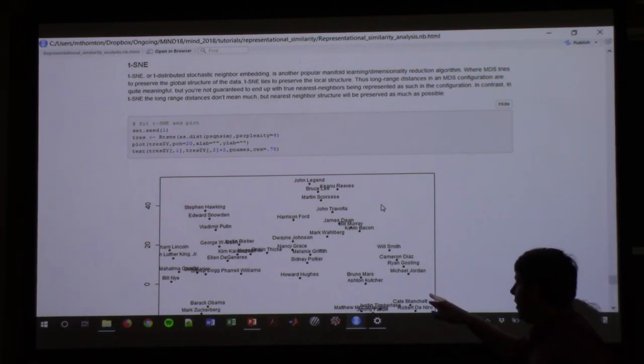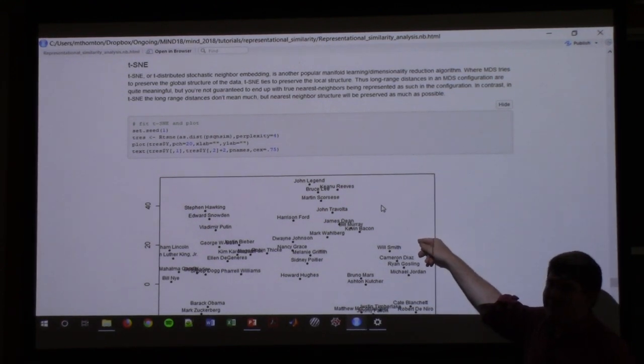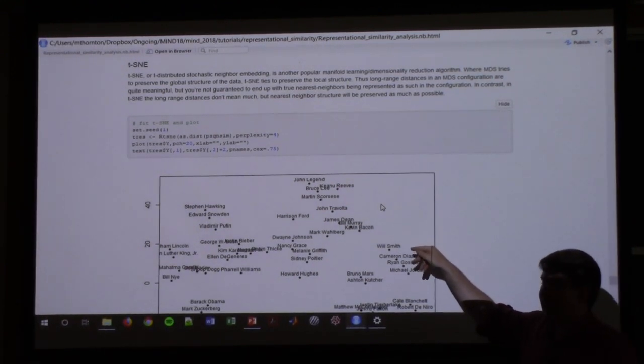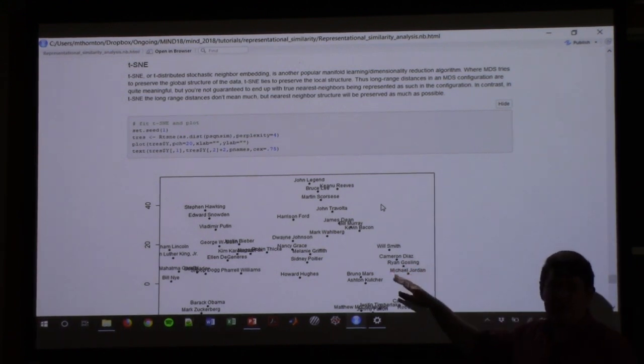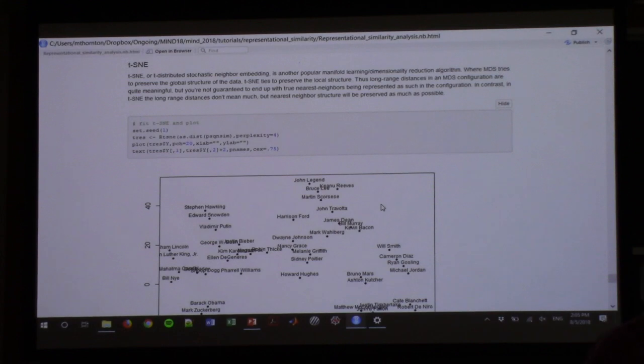So if Cameron Diaz and Will Smith are actually nearest neighbors in the neural similarity data, PCA might not reproduce that, MDS might not reproduce that. t-SNE will particularly try to reproduce that. It won't necessarily try to reproduce the global structure of the data. But you can see that this yields a very different sort of configuration plot.